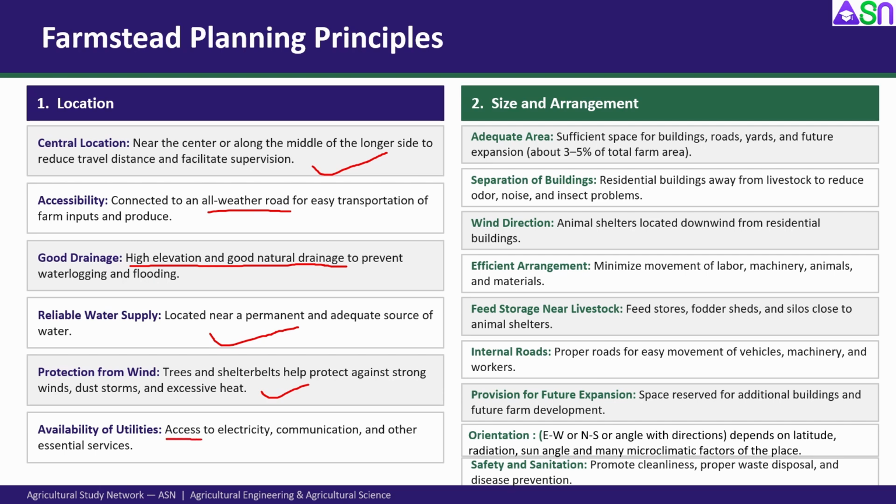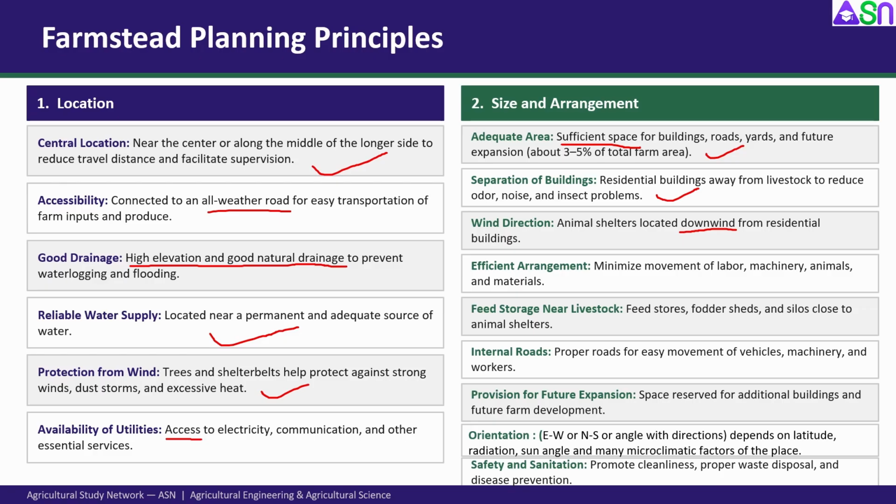Now let's move to the size and arrangement factors. The farmstead should provide sufficient space for all the buildings, roads, yards, and future expansion. Farmstead occupies nearly 3 to 5% of the total farm area. Residential buildings should be located away from the livestock and poultry houses. This reduces the problems with odor, noise, flies, and other insects, making the living environment cleaner and healthier. Animal shelters should always be placed downwind from the residential buildings. This ensures that odors and airborne pathogens from the animal houses do not blow towards the farmer's home.